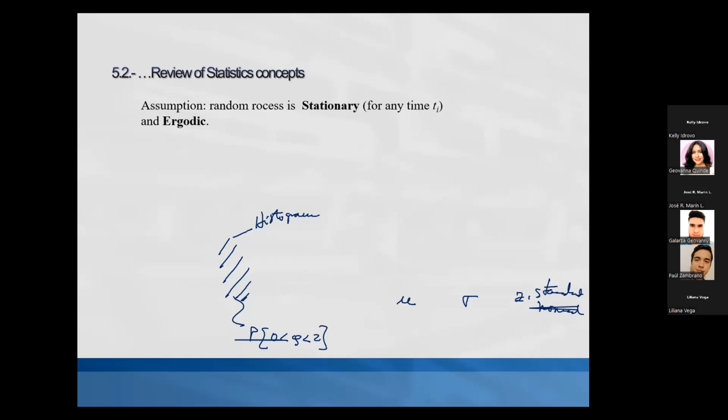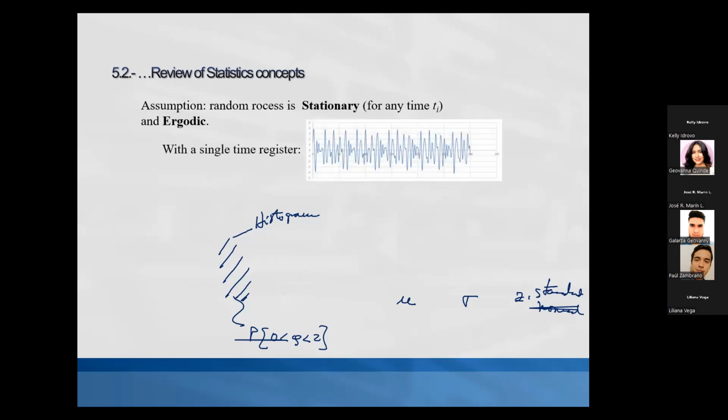And the other assumption, which is extremely, extremely useful, is that the process is ergodic. That means that instead of doing this histogram with an ensemble, we can integrate in time with a single time register, right? So instead of having one observation from each one of these time registers, we integrate in time with a single time register, and the result is going to be the same. So of course, we do a single time register for a long period of time, and that's enough. We don't need to make a very large number n of time registers. So that's extremely useful.